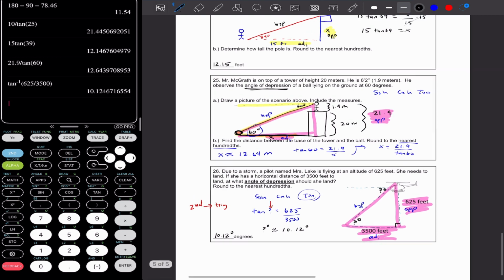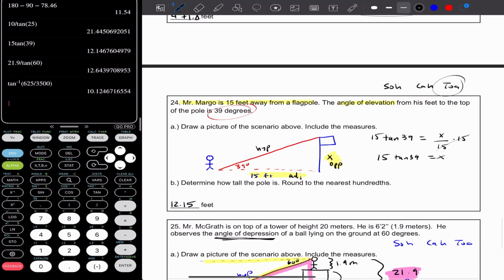Okay? And then I want to make sure I'm clear with Mr. Margot's picture. So you have to have the horizontal line of sight drawn first. Then, since we're dealing with an angle of elevation, you should be shooting up to the top of the flagpole. So this is the angle of elevation.